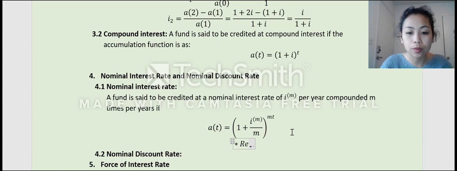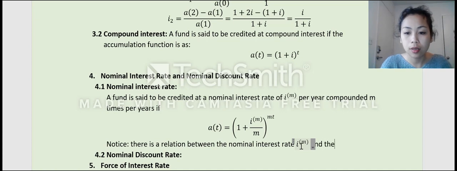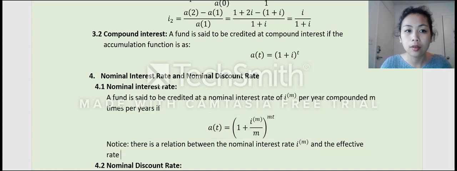So we have a relation. Notice there is a relation between the nominal interest rate i^(m) and the effective rate i.